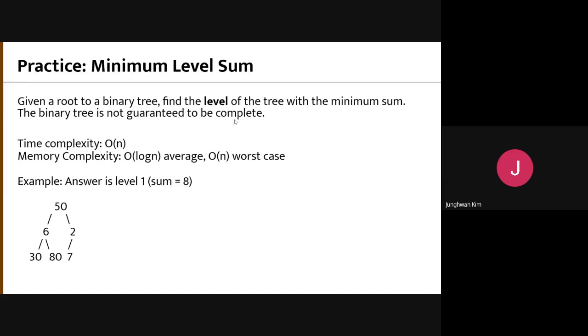So complete means that, let's say it has level 2, then a complete tree should have every leaf, so every leaf should exist. So it's not guaranteed to be complete because in this example there is no right child of 2. And we want to find the minimum level sum, and we want time complexity of O(n) and memory complexity of O(log n) on average.